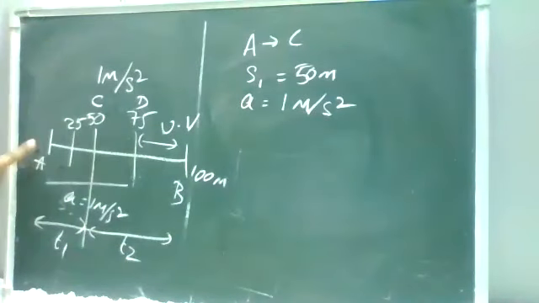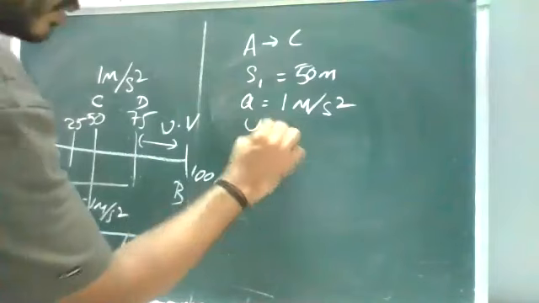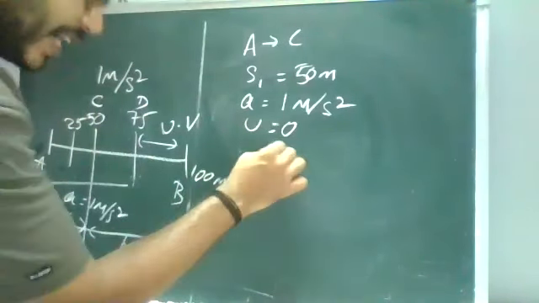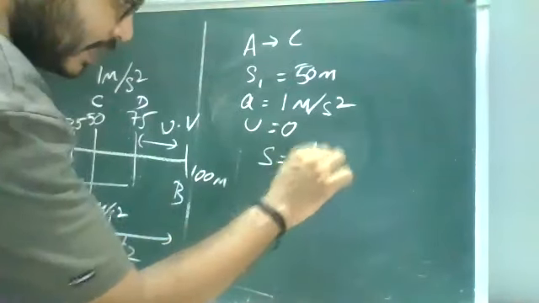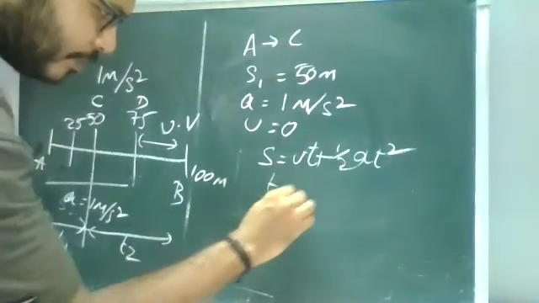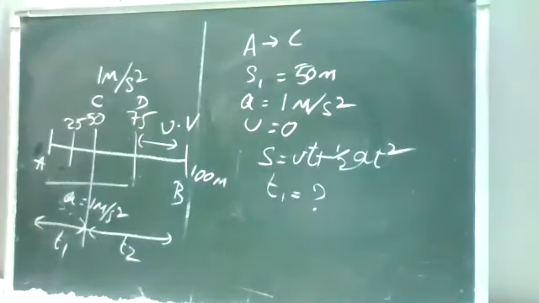And she was running from the initial condition, making initial velocity u equal to 0, right? So these are your relations. I need the time period. The final velocity I don't know because it is the first half, 50 meters. Now from the second equation, s is equal to ut plus half a t square, try to find t1. Find t1. s is known, acceleration is known, initial velocity is known, find t1.